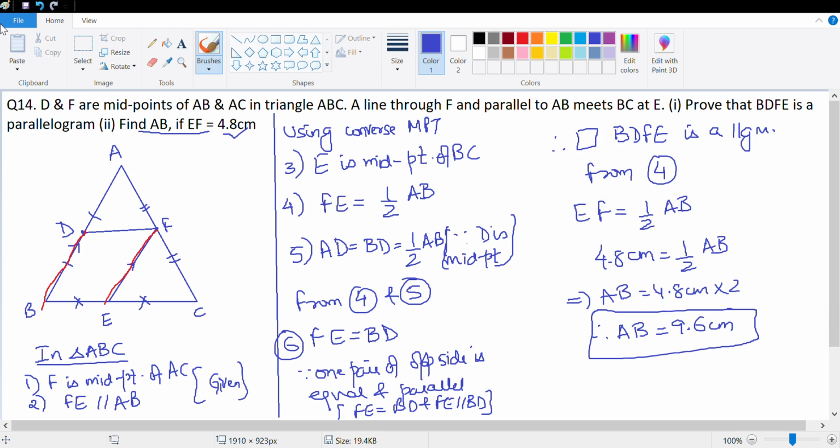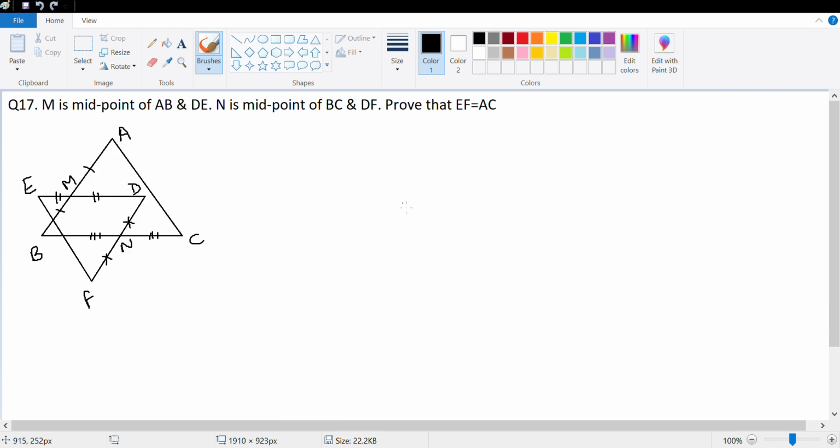Perfect. So this brings me to the last question of this exercise, which is question number 17. So let's look at question number 17. It says M is the midpoint of AB and M is also the midpoint of DE. So in the diagram that I have made, it's visually not looking, but EM and MD are given equal.